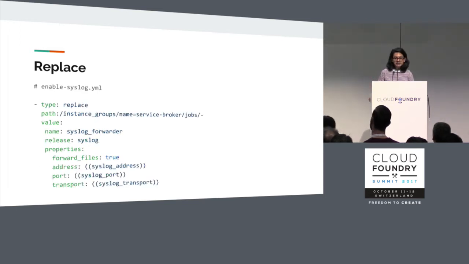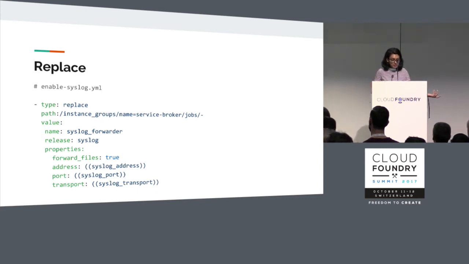So then I also had that enable syslog ops file. What I like doing with these replace commands is being able to enable features, as I said. For syslog, it's an optional thing that may or may not be wanted inside of that broker. And as a developer, maybe I'm testing out syslog, as I said, for an integration test. So I just want to quickly put that into my deployment.